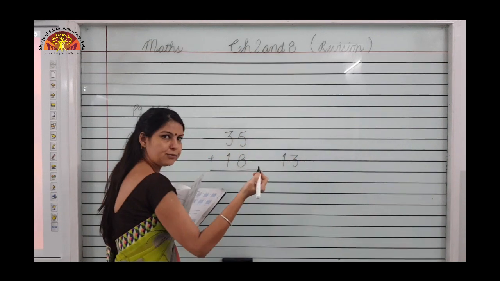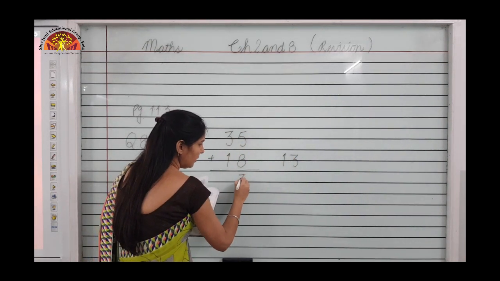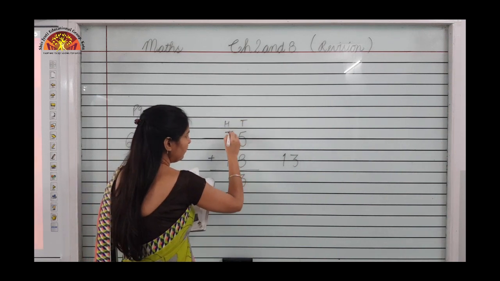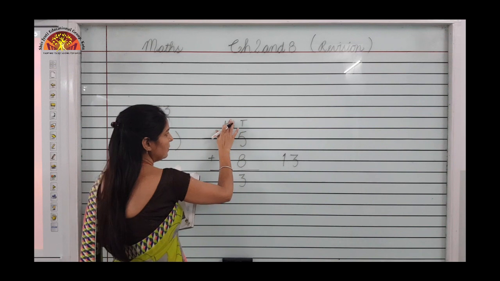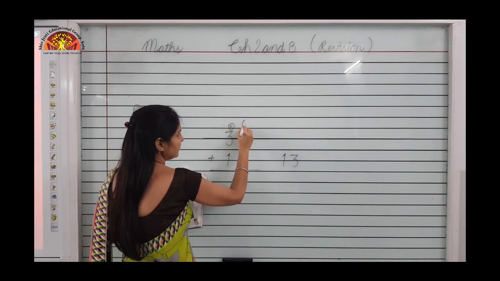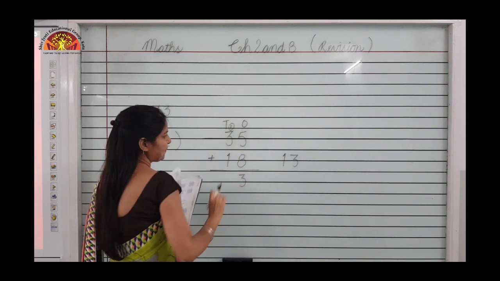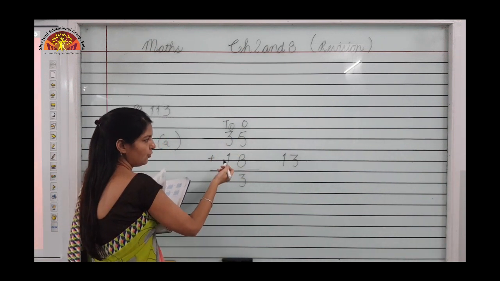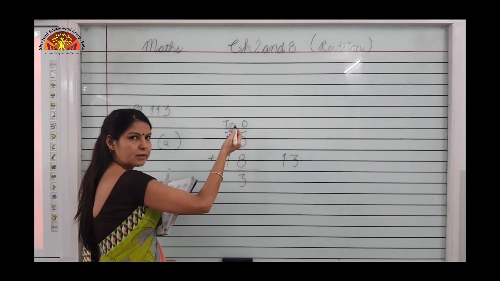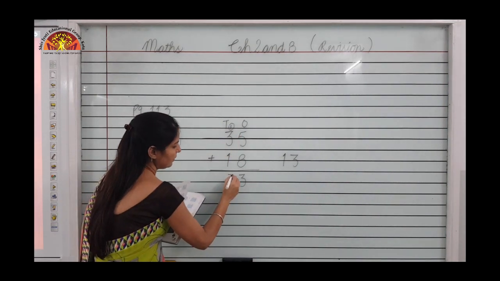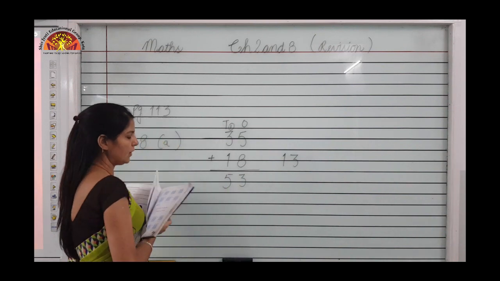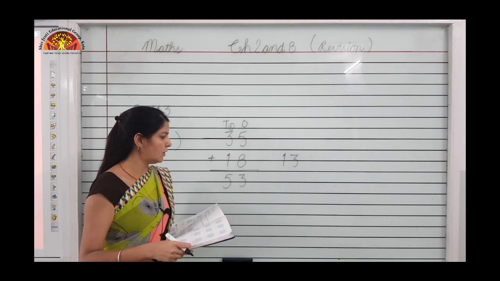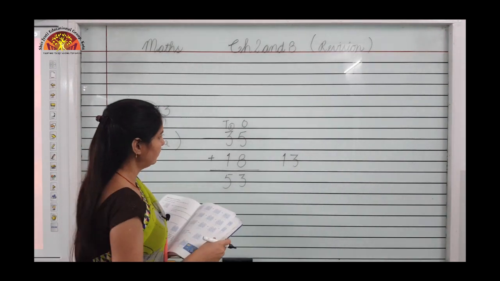13 again has 2 digits, so we will write 3 below 5 and 8, and 1 will be carried over to the tens place. Now we will add 3 plus 1, 4, and the 1 which is carried over here, it will be 5. So what is the total of these? How many fish were there in total? 53 fish are there.